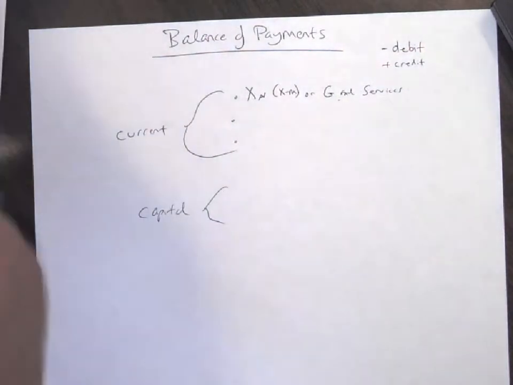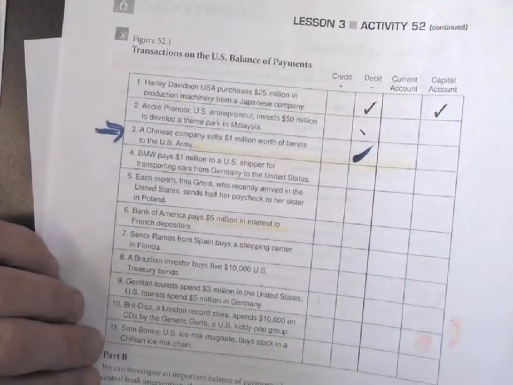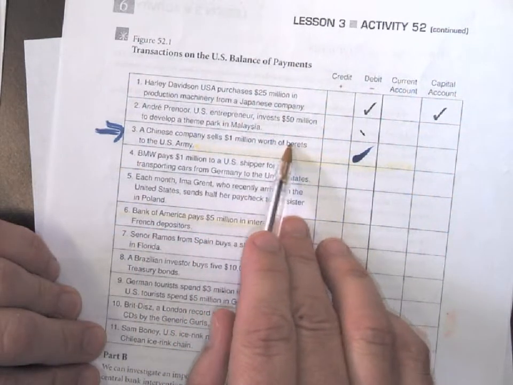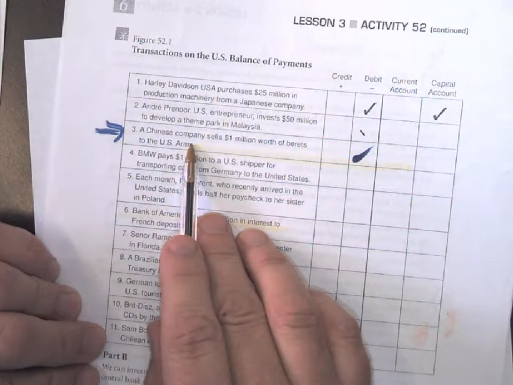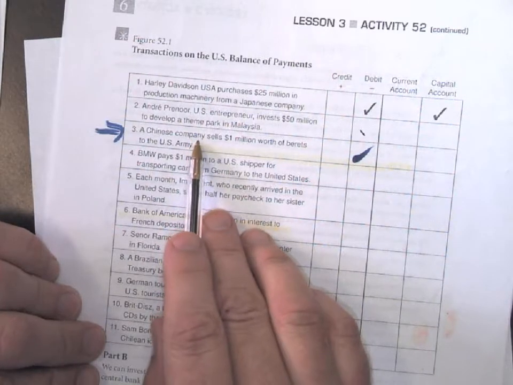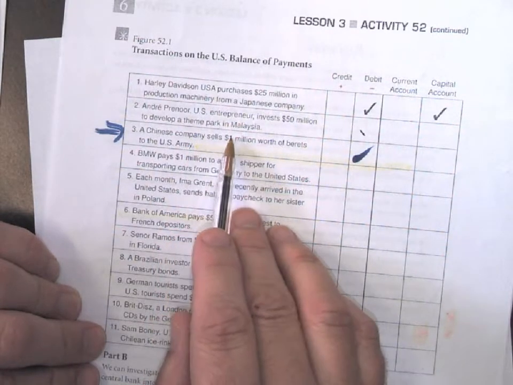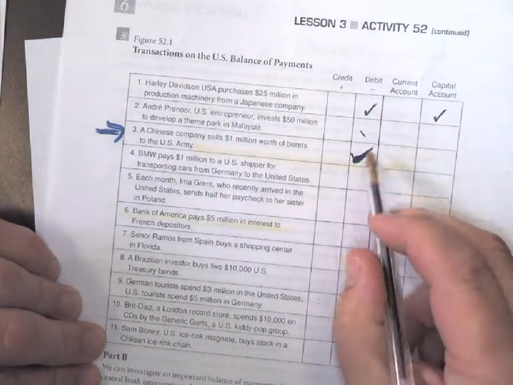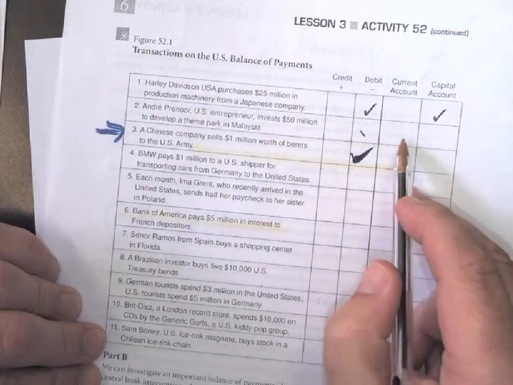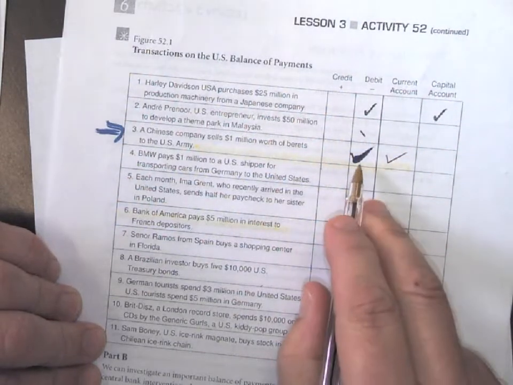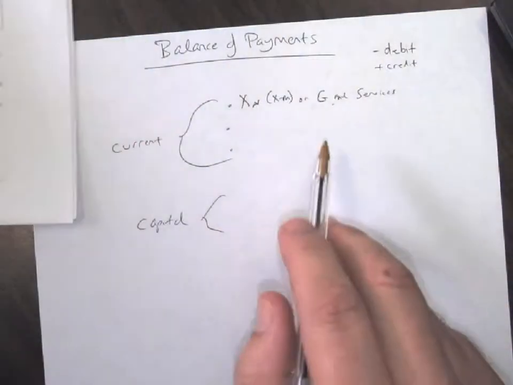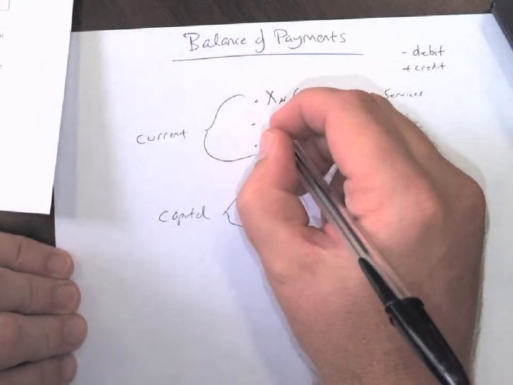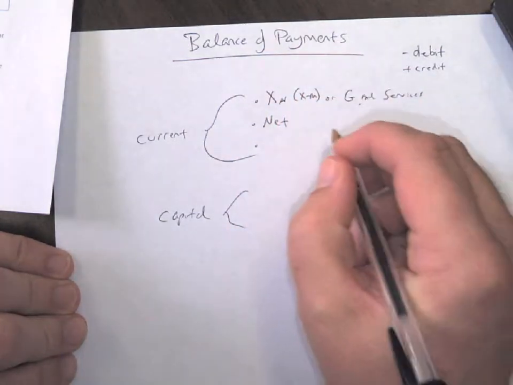Now grab the packet that I gave you, or you got in class, and look at number 3. A Chinese company sells $1 million worth of berets to the U.S. Army. That means that we bought something from China and our money had to leave for them to ship us that item. So we'd put a check in the debit column, and it would be a check to the current account. We had a debit to the current account based on the fact that goods and services had now left our country.